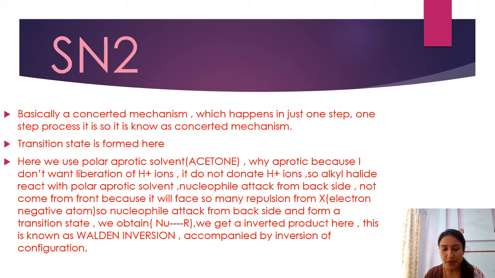The nucleophile attacks from the back side, not from the front side, because on the front side it will face so many repulsions from the electronegative atom X. And what is X here? X is a halide ion, a halogen. So the nucleophile attacks from the back side and forms a transition state.